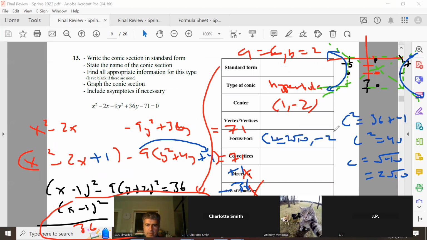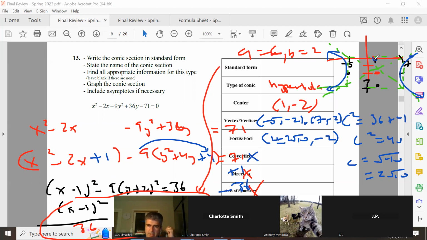Comma, -2. And I know you guys did this in January. I know it's been a while, so we're just reviewing, right? The vertices are going to be 6 away from the center. That's pretty obvious. It's at -5, -2 and 7, -2. Co-vertices, don't worry about because there's no points.